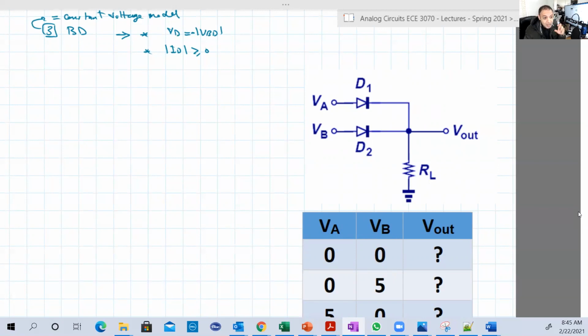That's basically the catch: you can use the ideal model and you will get a very fast solution for your circuit. At the same time, the conclusion will not change. So let's do that. First, let's start with VA equal to 0, VB equal to 5. And why didn't I start from 0, 0 like here? Because I'm going to conclude something from this assumption here.